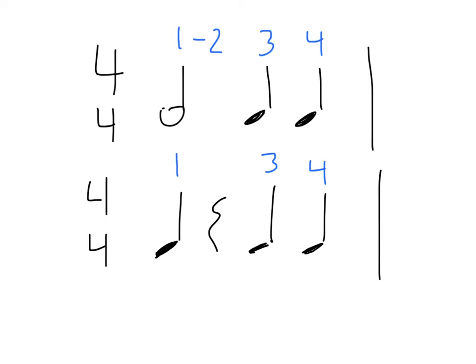We have 2 measures of 4/4. Here's the top one that has a half note in it, and here's the bottom one with a quarter note in it. What if I clapped this rhythm? So I'm going to clap the top rhythm first. 2, here I go. Okay, that was it. And then I'm going to clap the bottom rhythm. Ready, go.